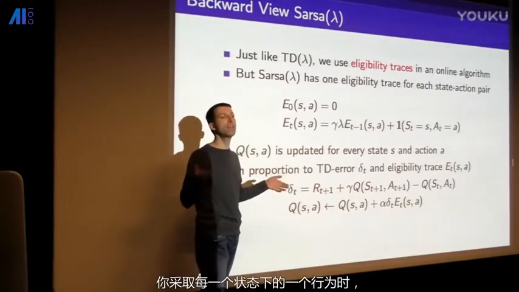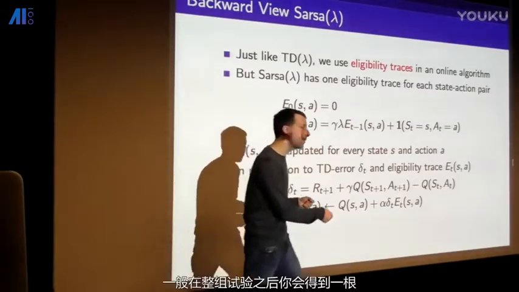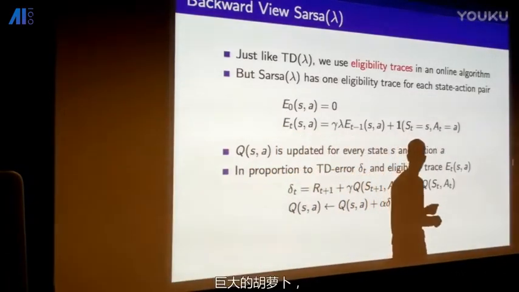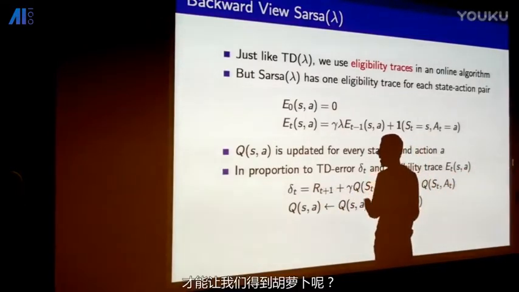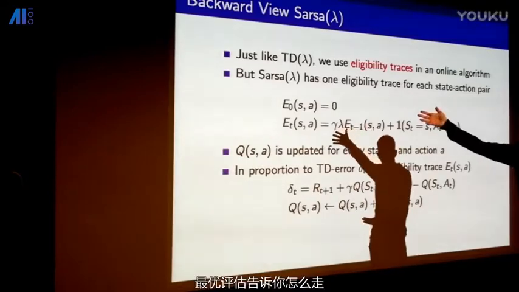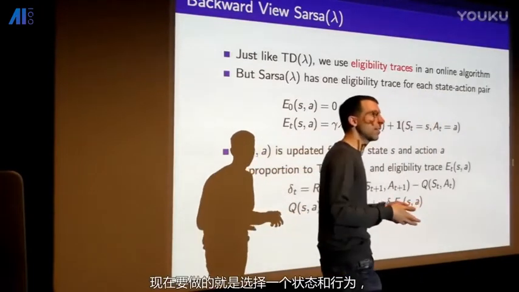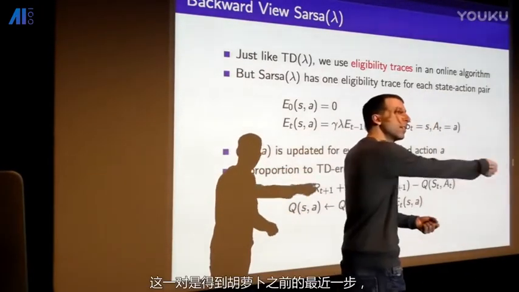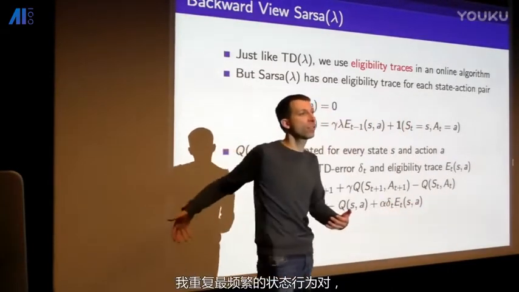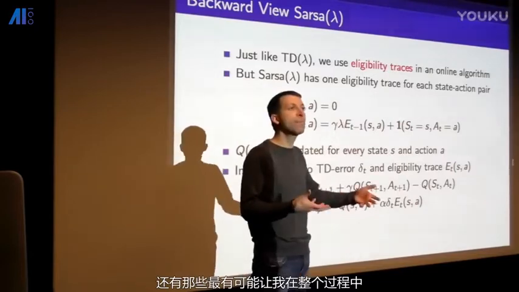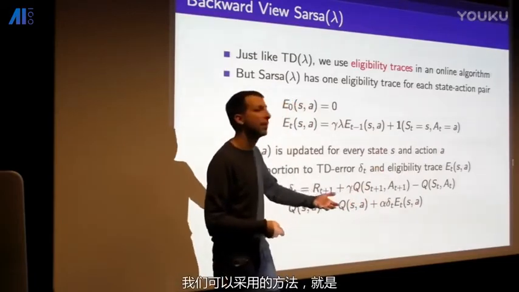Think of this as the thing which tells you how much credit or blame you should assign to every action you took from every state. At the end of your episode, you get a big carrot. So which of the states and actions are responsible for that carrot? Your eligibility trace is your best estimate of who was responsible for receiving that carrot. So again we say that the states and actions that I took most recently before I got the carrot, and the states and actions that I took most frequently along the trajectory, are the ones which should be blamed or credited the most for the negative or positive reward that I receive at the end of that trajectory.